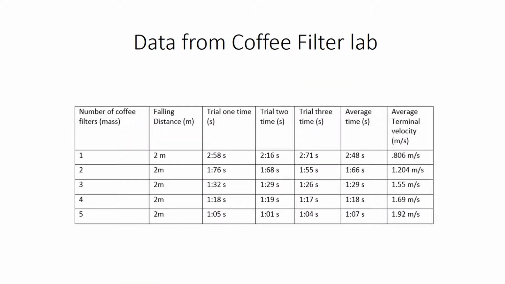Data from the coffee lab. As the data shows in the table, as we increased the number of coffee filters, we also increased our average terminal velocity. So one coffee filter took less time to fall than 5 coffee filters.